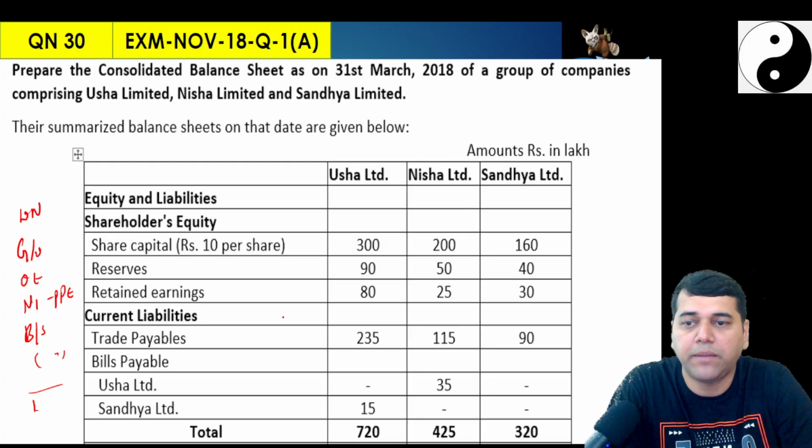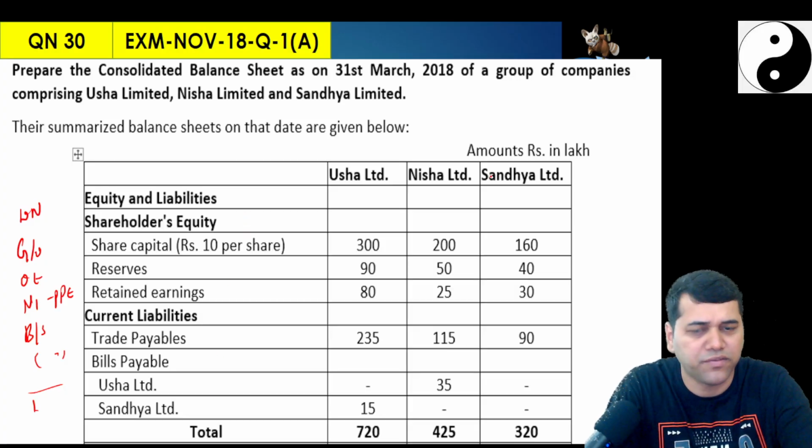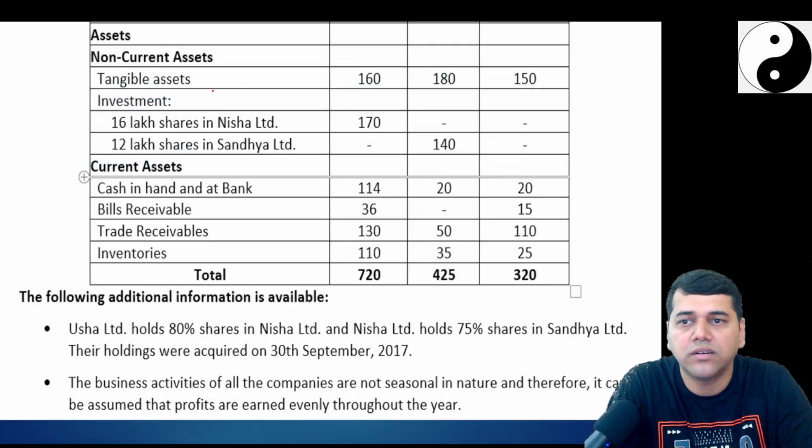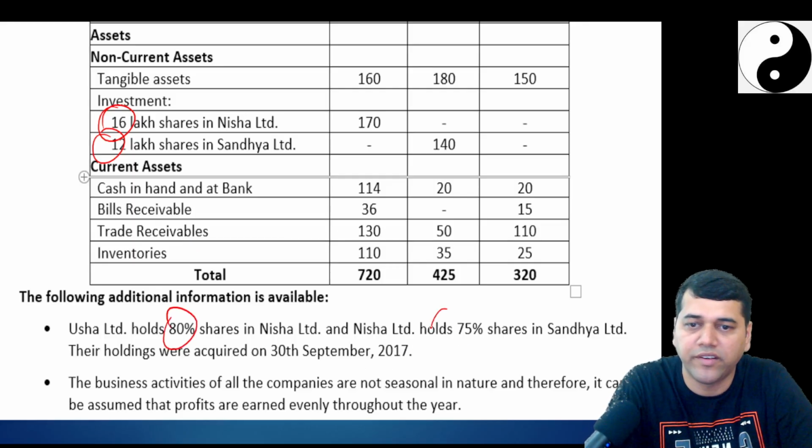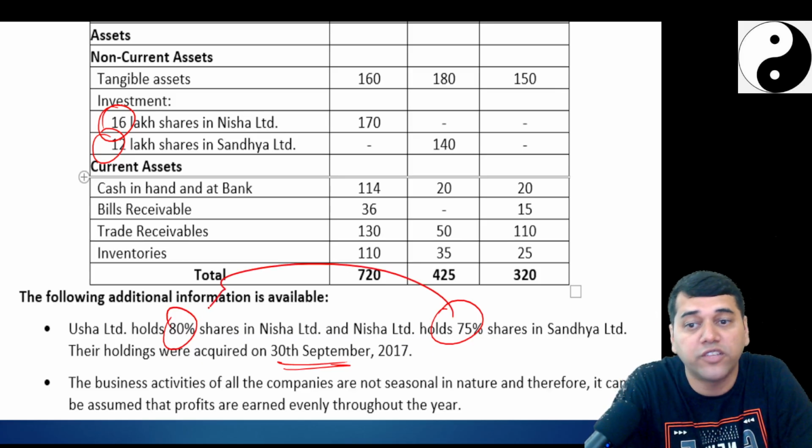Now, equity share capital. Okay, the catch here is that generally they start with the asset. Here they started with the liability. Otherwise fine. 16 lakh, 12 lakh, we take the percentage 80%, 75%, and the holdings were acquired on 30th. That means both these holdings were acquired on 30th.